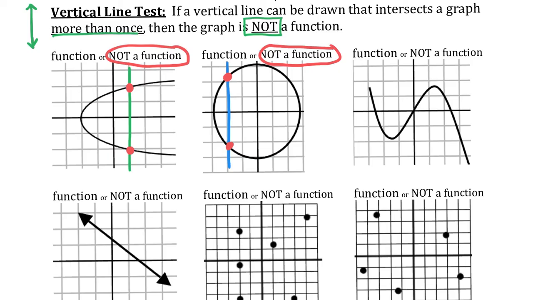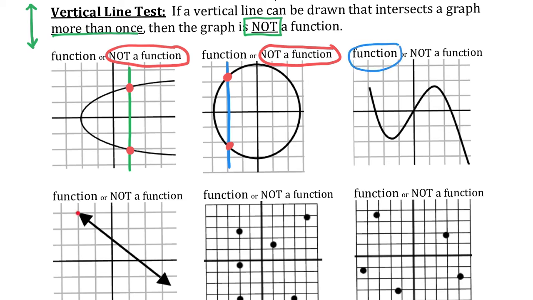Okay, I'm going to go ahead and look at this graph here. It's a polynomial function. I want to see if there's a vertical line I can draw that will intersect this graph more than once. So if I drew it here, that would only hit once, only once, only once. I don't see any place I could draw a vertical line where it will intersect the graph more than once with the same line, so this is a function.